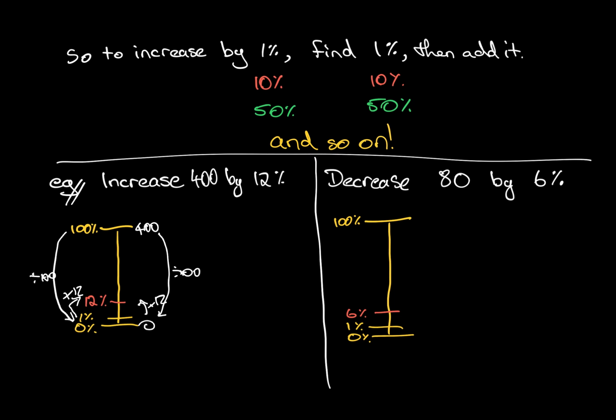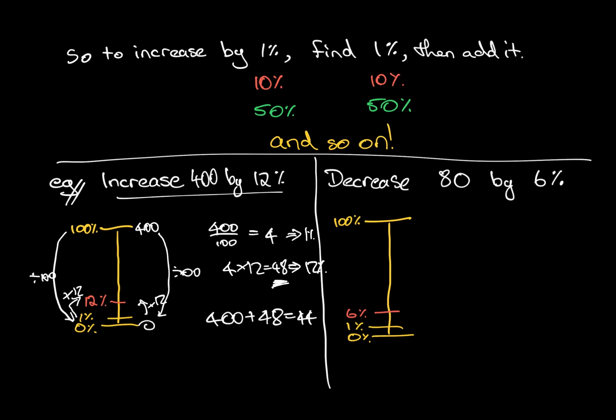Once we know what 12% of 400 is, we can simply add it on to the 400 itself. So we have 400 divided by 100. That's of course equal to 4. That's our 1%. Now 4 multiplied by 12, which is 48, that gives us our 12%. So that's 12% of our total. So to increase 400 by 12%, we're going to have 400 plus 48 is equal to 448. So there we have an increase of 12%, 48, on our original total 400 gives us 448.